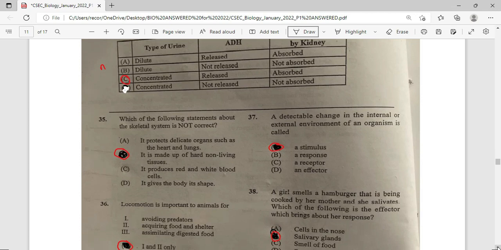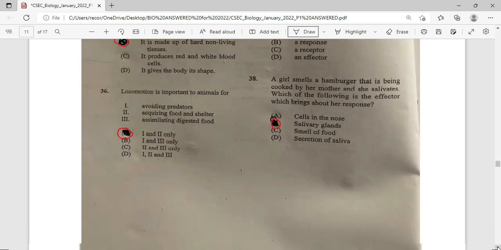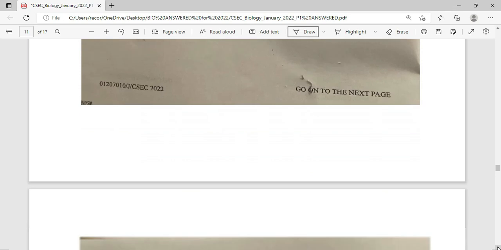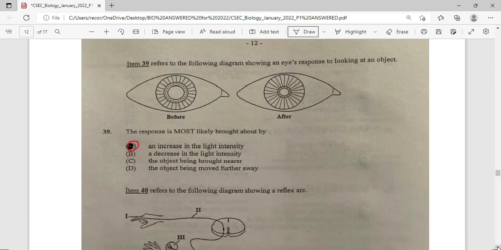Item 35 is an old question, and the answer is, of course, Item 36 is an old question, and the answer is, of course, A. Item 37 is an old question, and the answer is, of course, A. Item 38 is an old question, and the answer is, of course, B. In the interest of time, we are just moving on. You can pause the video if you so desire to read an answer.